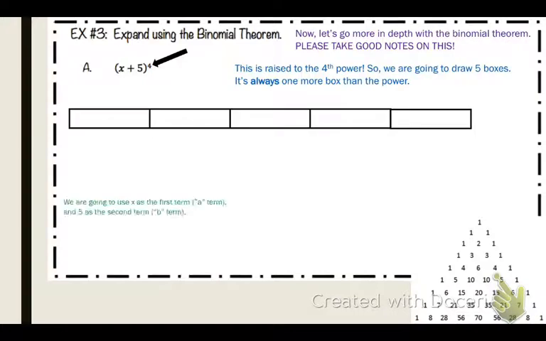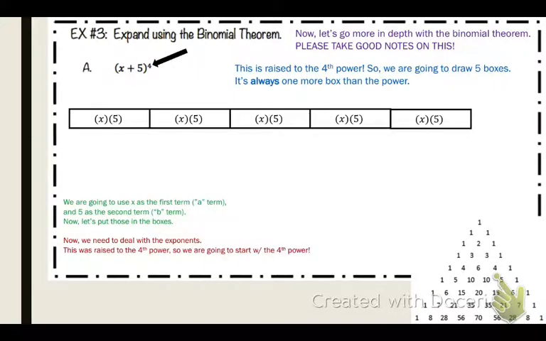Okay? We're going to use x as our first term and 5 as our second term, because x came first, 5 came second. And then we're going to put these in the boxes. So we have x and 5, and I put them in parentheses in each box. Okay, and now we're going to deal with our exponents. So this was raised to the 4th power, so we're going to start with the 4th power on our x. So it's x raised to the 4th power. And then we're going to count down from 4, but we're going to stick with our x. So it's 3, 2, 1, then 0.